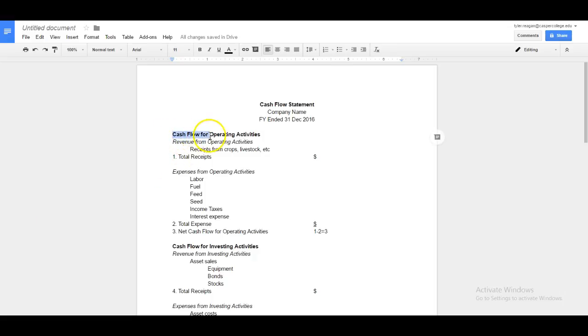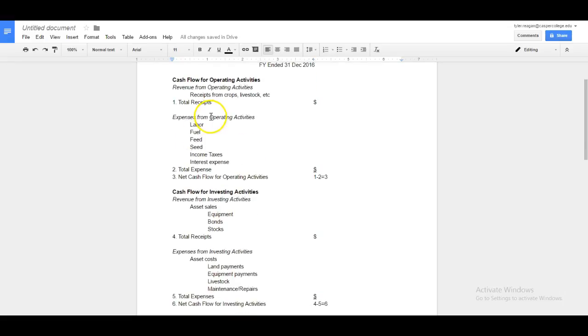The first one is cash flow from operating activities. This is going to be dealing with what kind of revenue you received from your business, in terms of what did you produce? Did you make any money off of receipts from sales? In the agricultural sector, this revenue from operating activities could come from crops and livestock. Did you sell bulls? Did you sell calves? Did you sell cull cows? What else did you sell? What kind of receipts did you have? And then you have the expenses from operating activities. These are going to deal with things like labor, fuel, feed, seed, stuff like that.